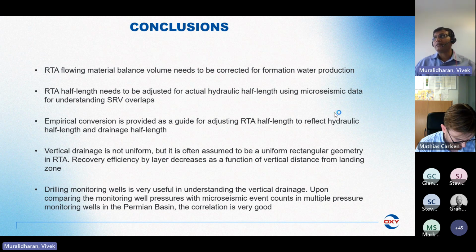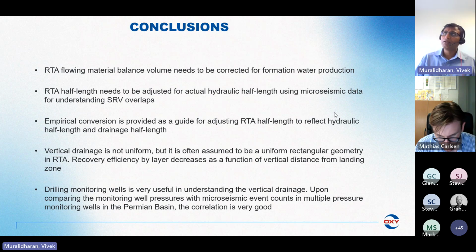You may not have it 100% right. That's where, if you have another diagnostic tool that you can combine with, I would always try to use multiple diagnostic tools, because that's where you get more strength. You can even look at the frac hits in the neighboring wells to understand how far these hydraulic half-lengths are extending. So there are multiple ways to get to the same shape.